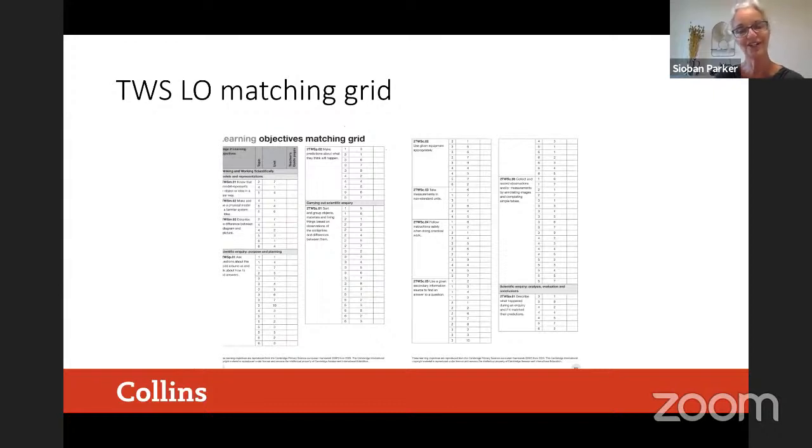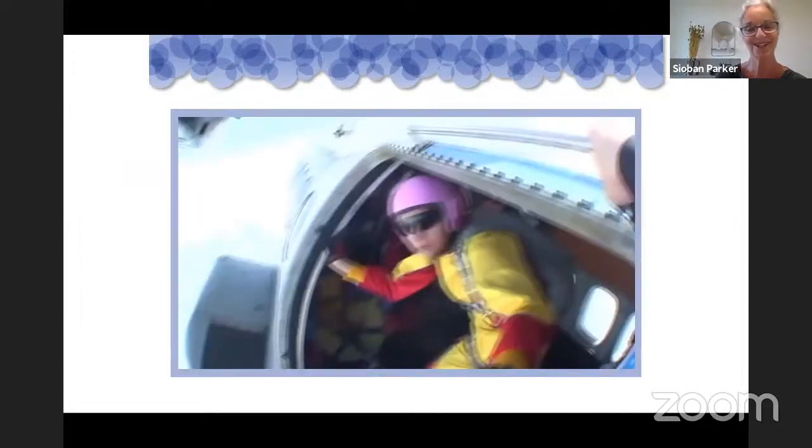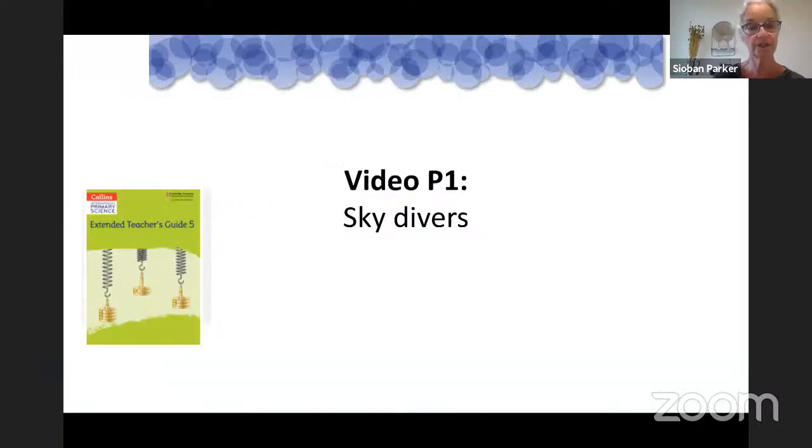Also, at the front of each teacher guide we have a learning objectives matching grid to show you specifically which unit covers a particular learning objective from thinking and working scientifically. The extended teacher guide also gives you interactives and PowerPoints, which you could use to develop certain models, or for learners to think about a scientific concept. I won't play you this video because we'll be running out of time, but you can use the extended teacher guide to explore certain concepts even further.